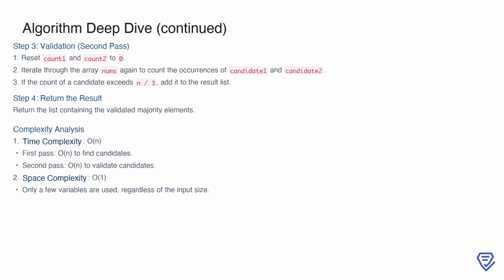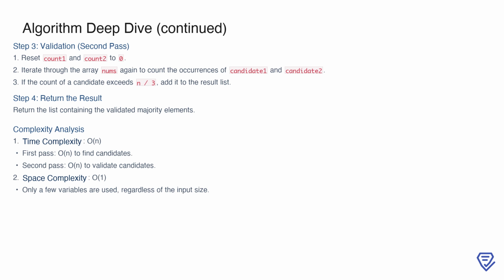Once the 2 potential candidates have been identified, we move to the validation step. Here, we reset count 1 and count 2 to 0 and iterate through the array again. This time, we count the occurrences of candidate 1 and candidate 2 to determine their actual frequencies. If either candidate is found to appear more than n/3 times, we add it to the result list. Finally, we return this list as the output.